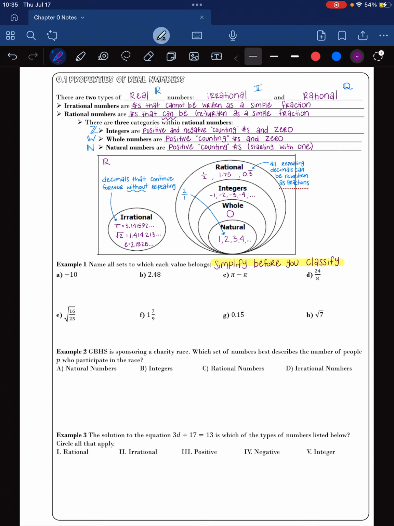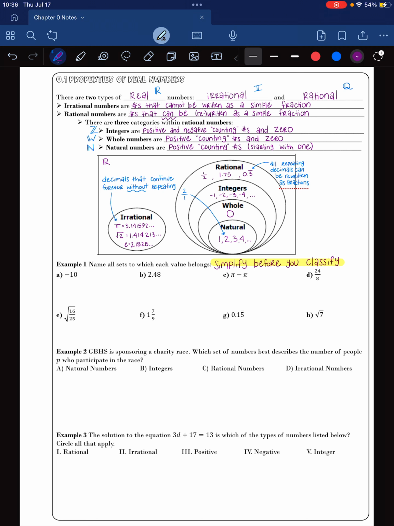Natural numbers are your most basic numbers. I call them your counting numbers. They start with 1 and they just go up: 1, 2, 3, 4, those are all natural. Whole numbers are all of those, but they also include 0.